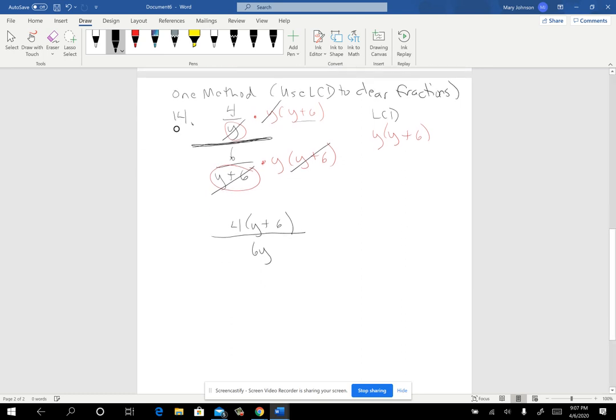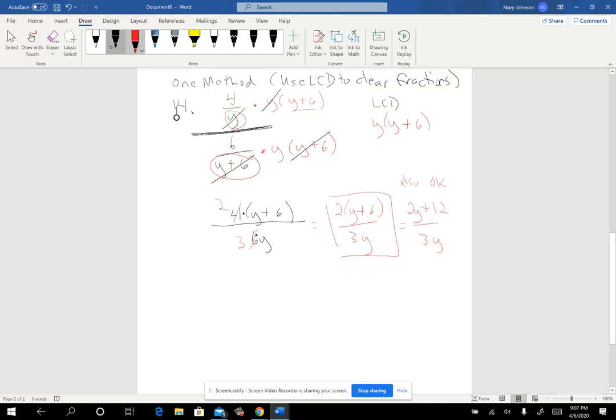All right. Now, at this point, I take one more look at it, and I notice that the 4 and the 6 in the denominator out in front are both divisible by 2. So I'll divide by 2. And my final answer on this one will be 2 times the y plus 6 over 3y. And if you wrote it as 2y plus 12 over 3y, that's also okay. It's whether it's in the factored form or completely multiplied out.